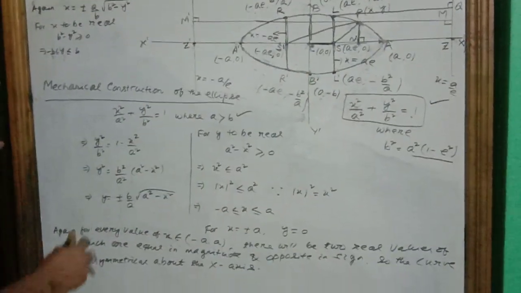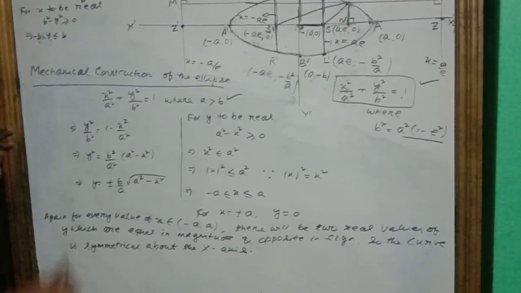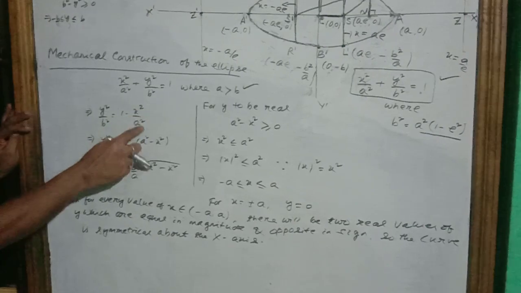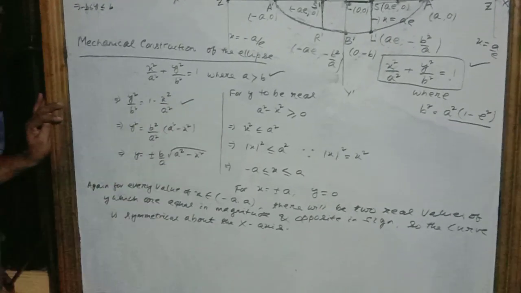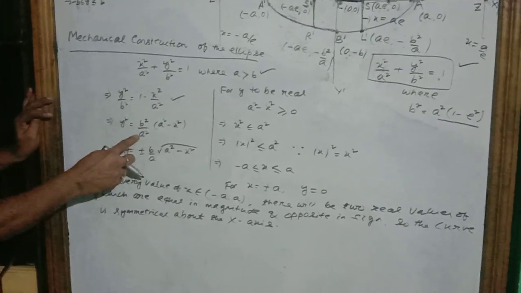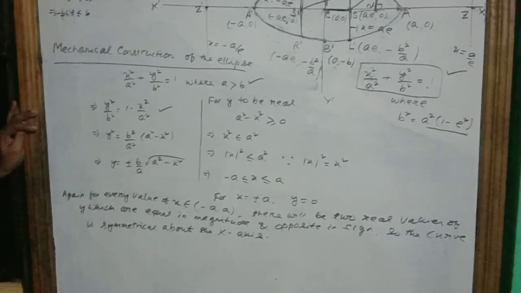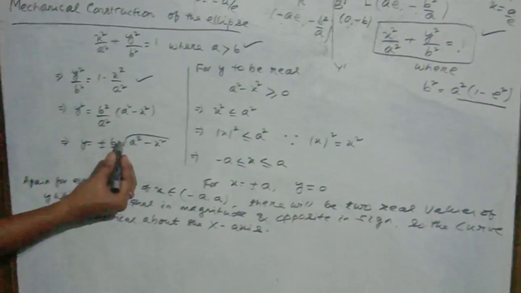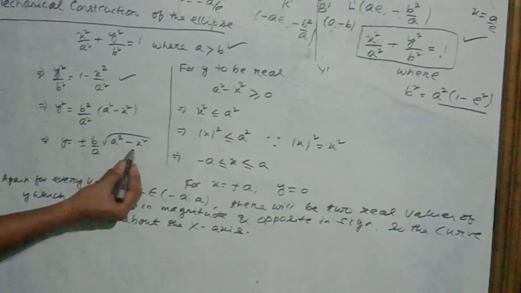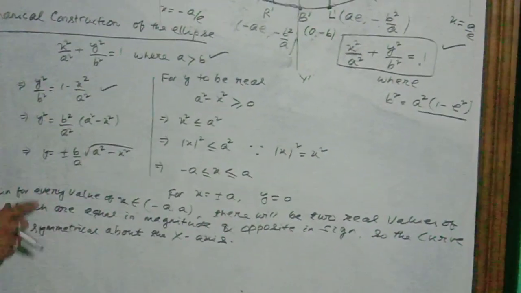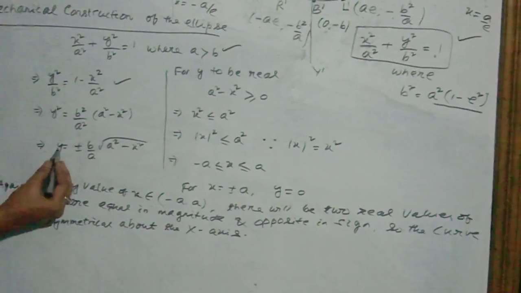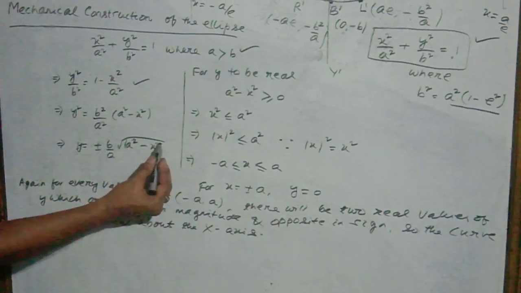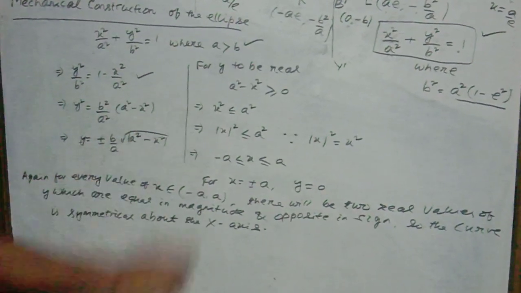Now here you see, from the equation of the ellipse we are getting that y²/b² = 1 − x²/a². So y² = (b²/a²)(a² − x²). Finally we are getting y = ± (b/a)√(a² − x²). So for y to be real, the quantity under the square root sign must be greater than or equal to 0.